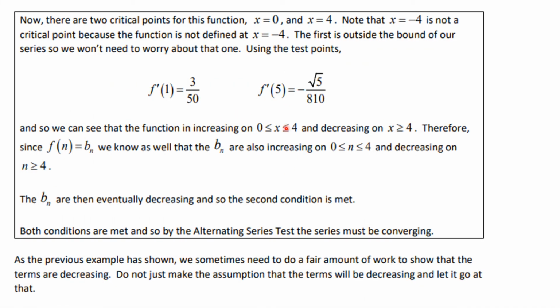Okay, and there were 2 critical points, and x equals minus 4 is not a critical point because the derivative is not defined there. But what we can see is that this is decreasing for n greater than 4. I think I already talked about that. So these are eventually decreasing, and so the second condition is met. So both conditions are met, so by the alternating series test, the series must be converging.